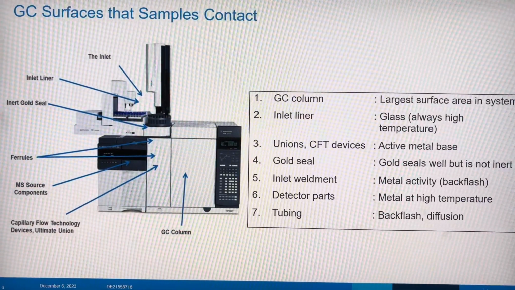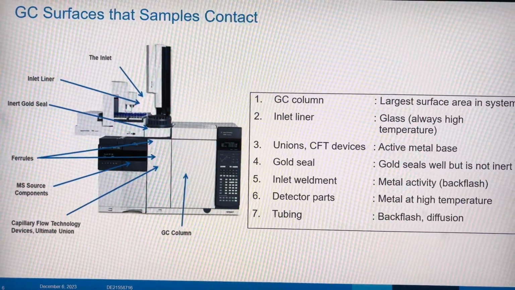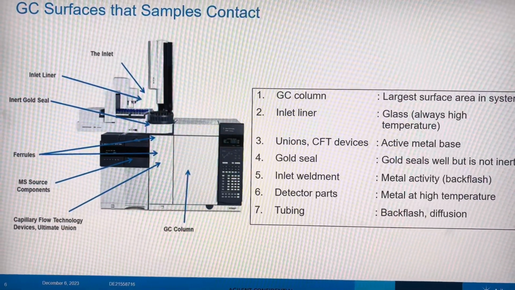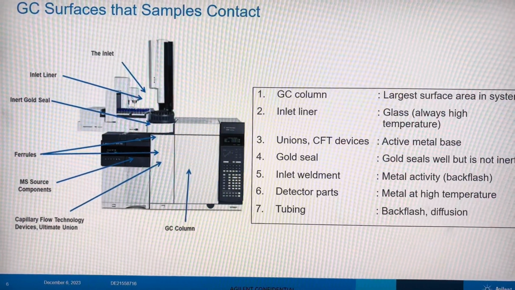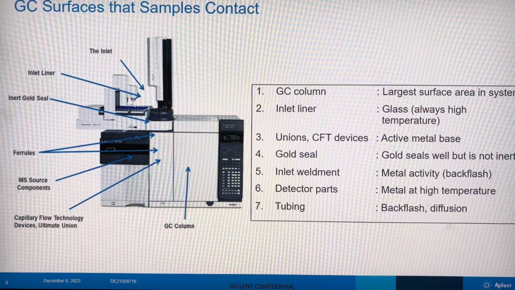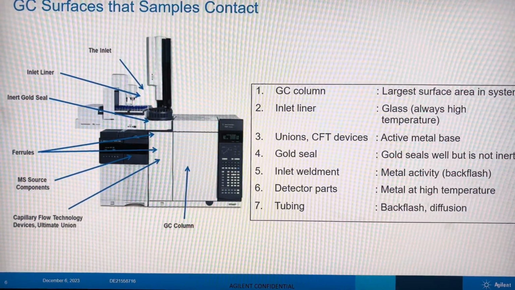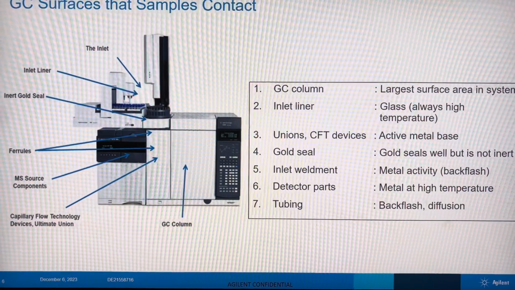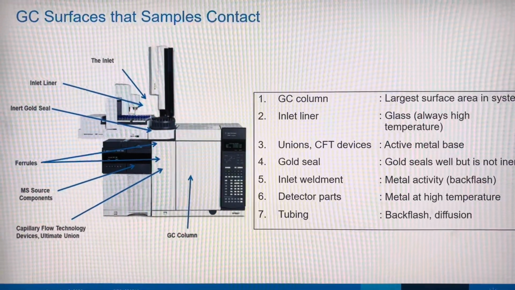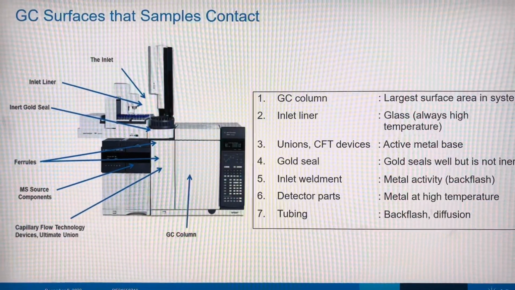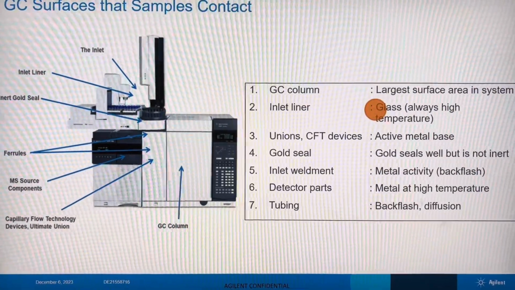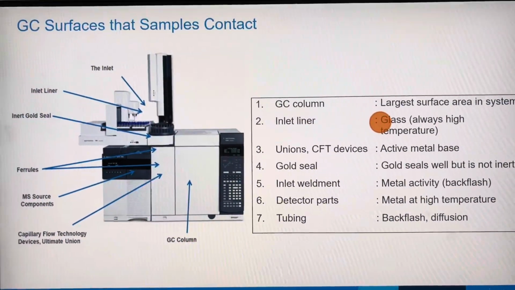The connector is how we connect using a ferrule and a column nut, and then goes to the column and then to the detector. So all these are very important. The GC column is one of the largest surfaces in the system, and the inlet liner, with glass wool or without glass wool, we use based on our sample types. This liner also plays a very important role in getting the desired result.